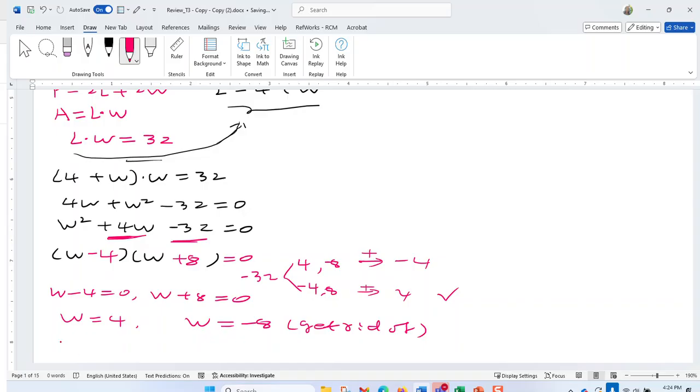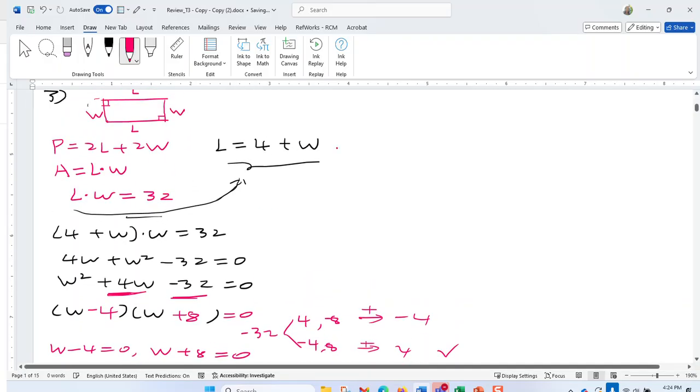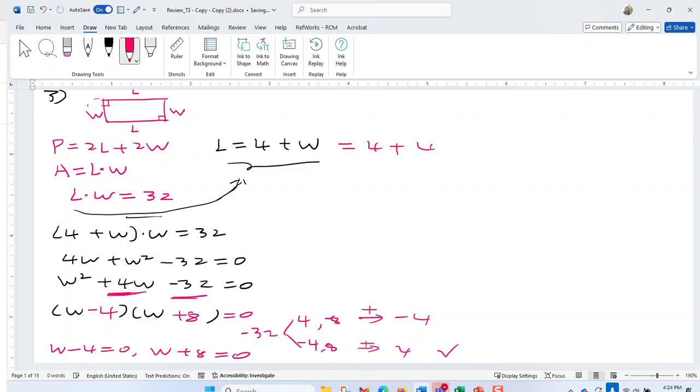All right, and how much is the length here? Well, we have a length here. Look at it. We have L is 4 plus W. W is equal to 4. So that is equal to 8. All right. So that means, yeah, the length here is 8 feet. The width here is 4 feet. All right. So that will answer this question in here.